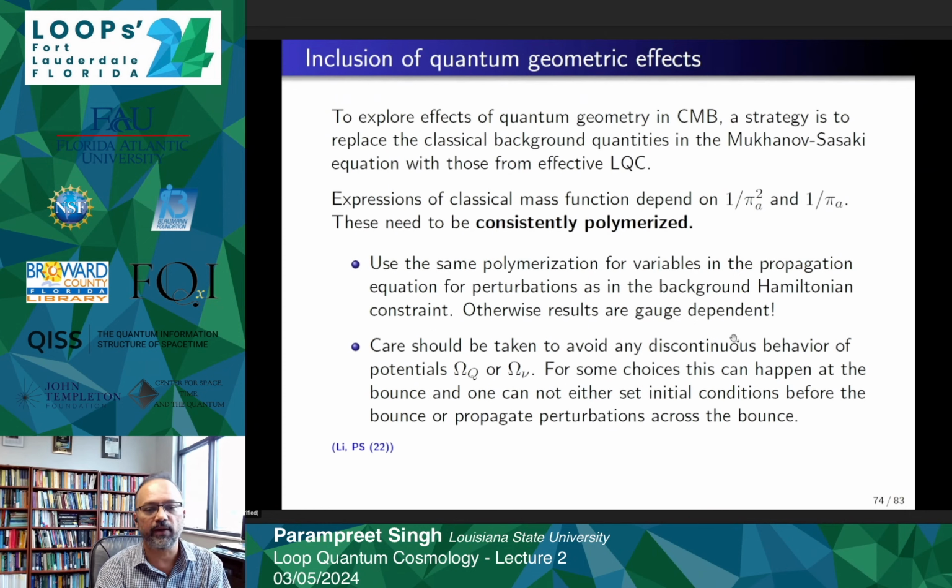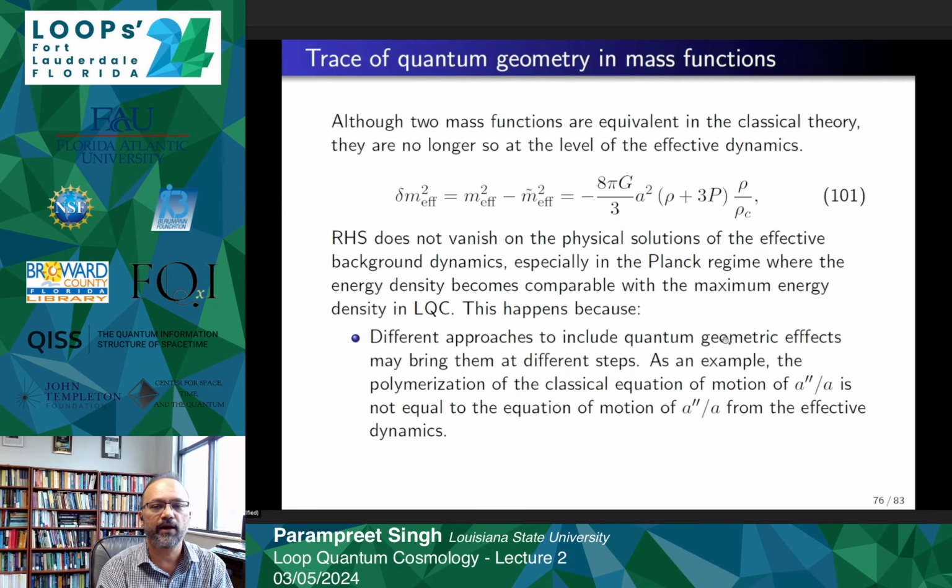So I'm going to skip this part, and I'm going to skip this part also, but I'm just going to come to this part: if you look in the effective description and do the same analysis, you find this term up here, which is rho by rho c. And this term does not vanish. Neither does it vanish at the bounce. It doesn't vanish anywhere in the Planck regime.